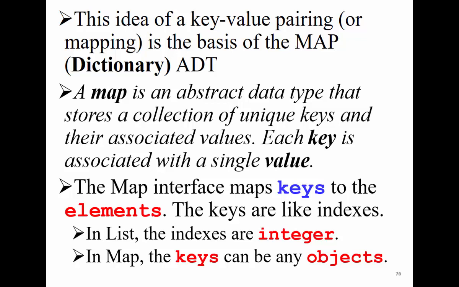So don't restrict that the key should always be integers or strings. No, the keys can be any object data types and the values can be any object data types. So you can make a pair between two objects. Okay?